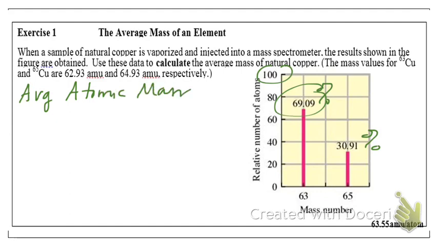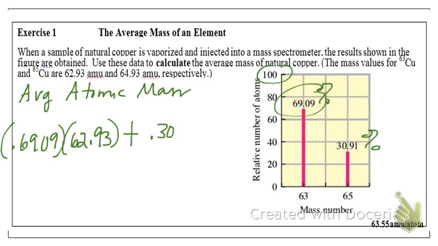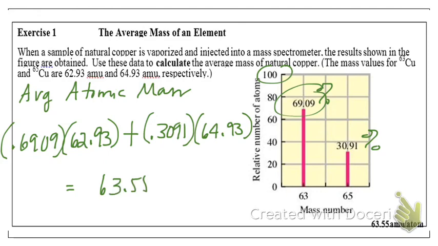we would take 0.6909, because that's a percentage, and we're going to do a weighted average, times 62.93, plus 0.3091 times the 64.93. And then that would give us a total of 63.55 AMU. Now, why did I move the decimal on those two? Because they're percentages. Okay, just want to make sure.